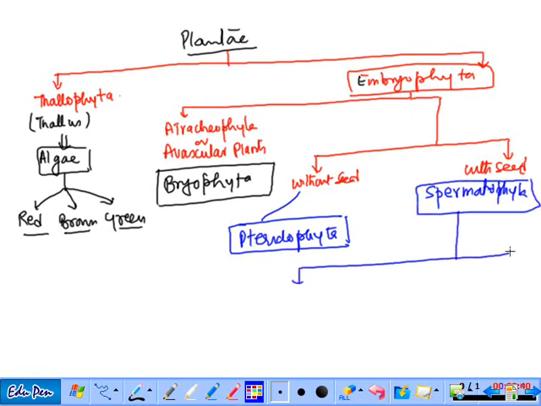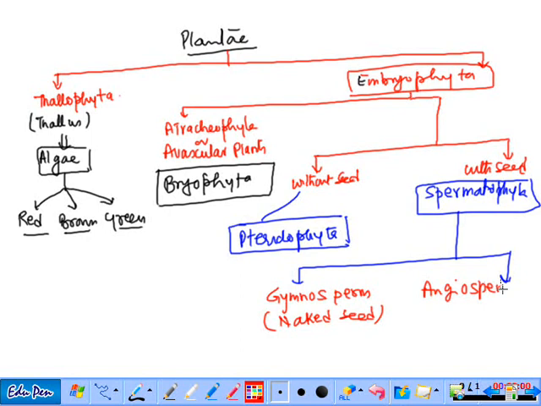Spermatophyta has two groups, that is gymnosperm, that is a naked seed plant, and angiosperm, that is seed within fruit. Seed within fruit. So I think it's clear to all of you how we started from Plantae. Where we started, there we have finished it.